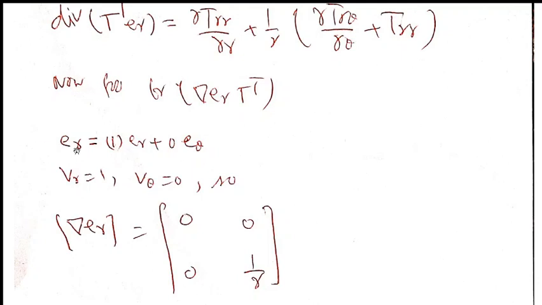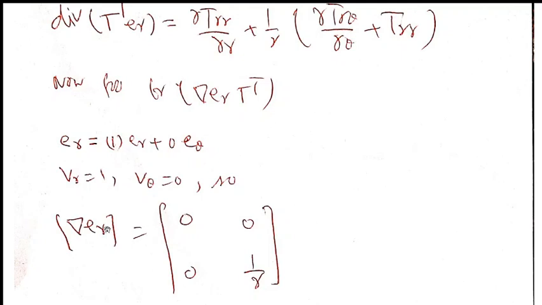You can write er. To find the gradient of this er, first we will write er. Er can be written as 1 times er plus 0 times e theta, and so it means that vr is equal to 1 and v theta is equal to 0. Now use the result from the gradient of vector v.